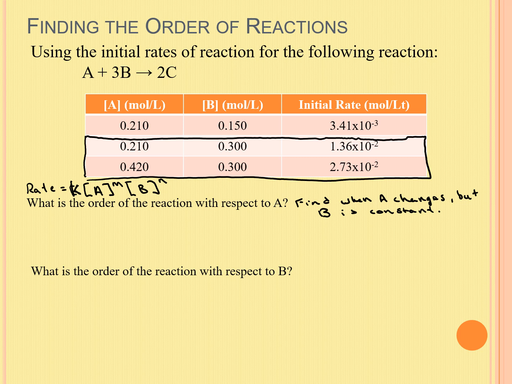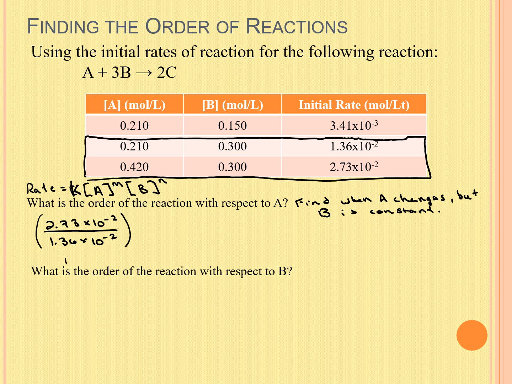So what we're going to do is say, okay, rate: what if I write those two rates as a ratio of each other? I'm going to write them as the bigger one over the smaller one. So I'm going to have 2.73 times 10 to the minus second divided by 1.36 times 10 to the minus second.